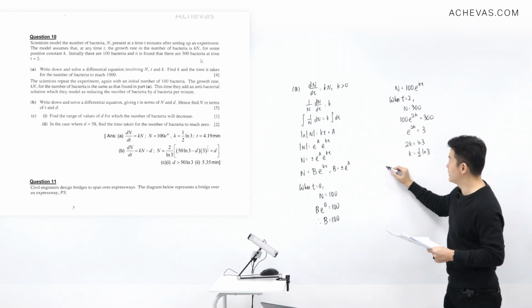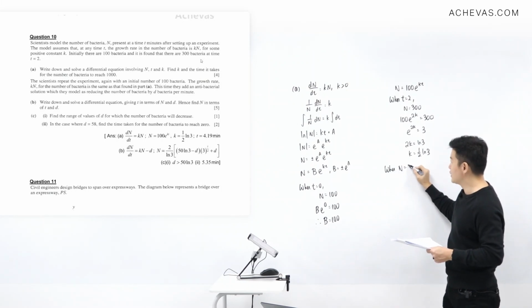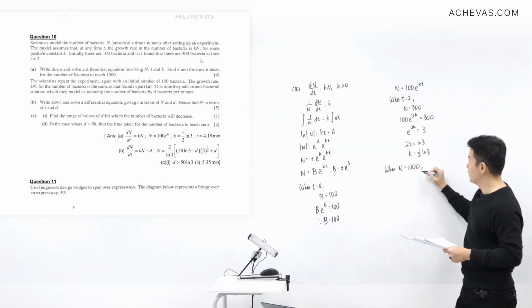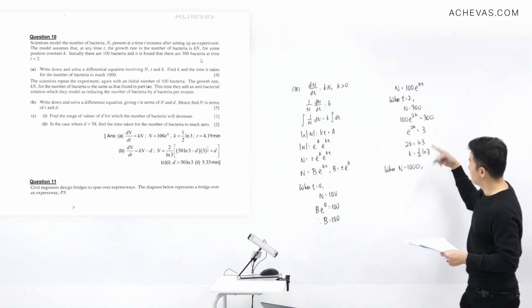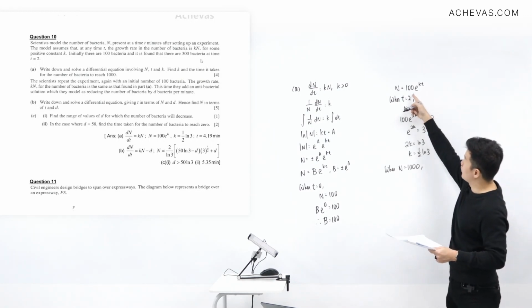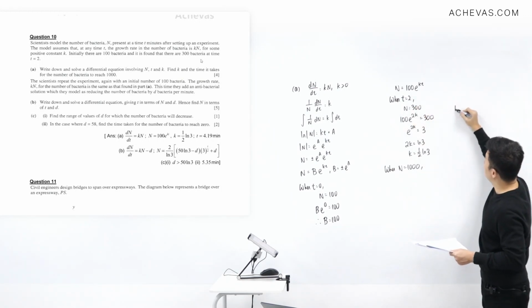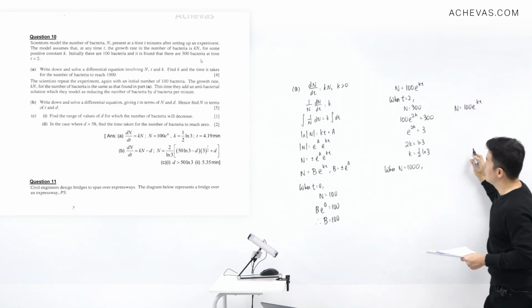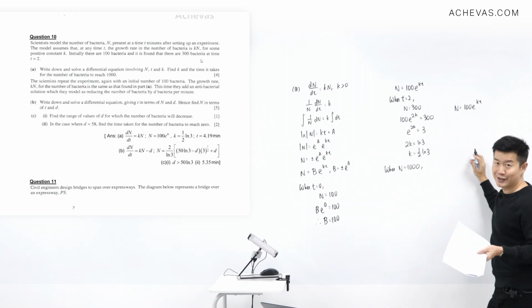So after I found this, I'm still going to go for one more step, and that is when n is equal to 1,000. I probably should try to make use of this to sub it back into the original ones. So let me do it here. N here is equal to 100 e to the power of kt.